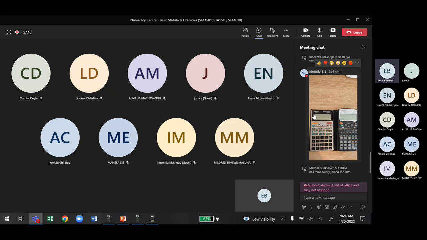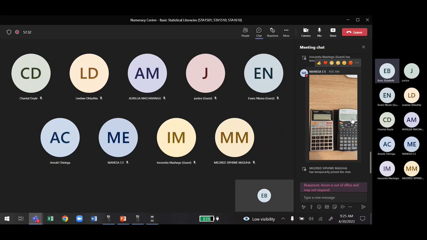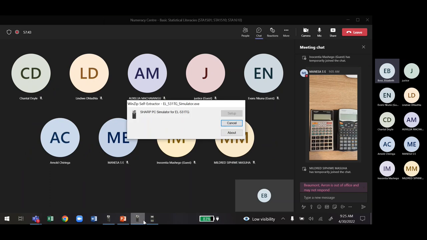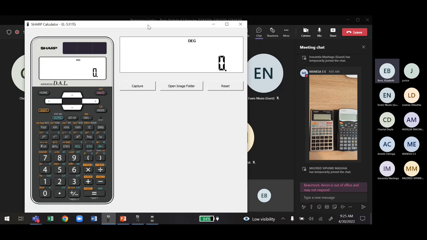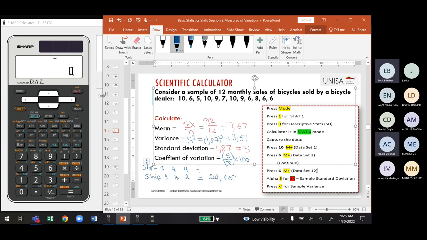Now, those who are using the Sharp financial calculator, those are the steps, because on your calculator you have the M plus. The steps are almost similar to the one that I'm going to show you, which is this Sharp calculator. So you'll have to follow me using your Sharp calculators, whether it's a financial calculator or a Casio calculator.